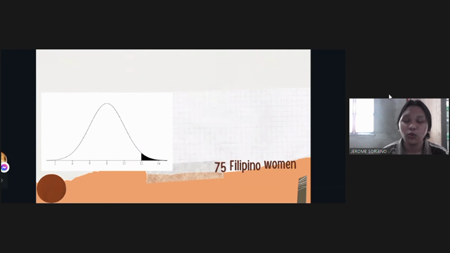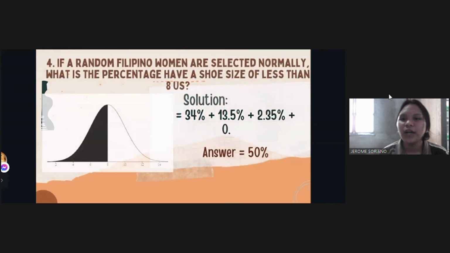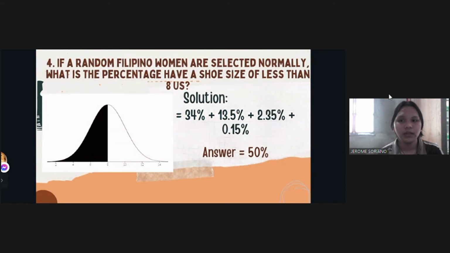Let's move on to question number 4. If a random Filipino woman is selected, what is the percentage that has a shoe size of less than 8 US? So meaning, the part we shade should be lower than 8 US. From 8 US size to 6 US size, we have 34%. 6 US size to 4 US size, we have 13.5%. 4 US size to 2 US size, we have 2.35%, and the remaining 0.15% will be added. A total of 50% is our final answer.